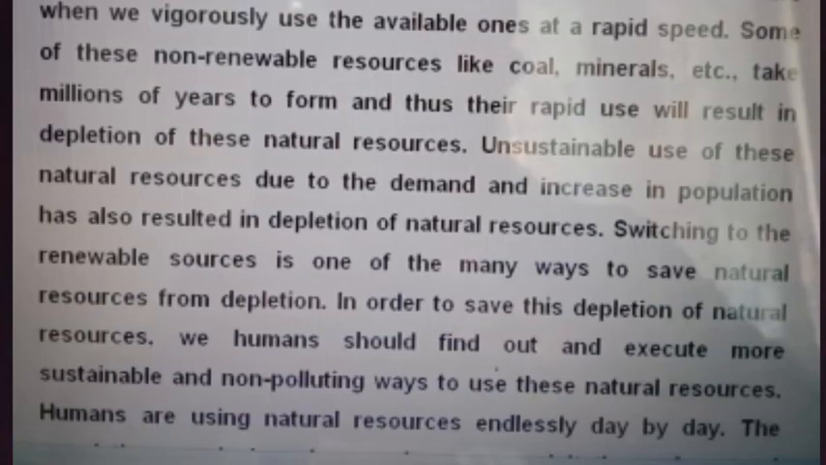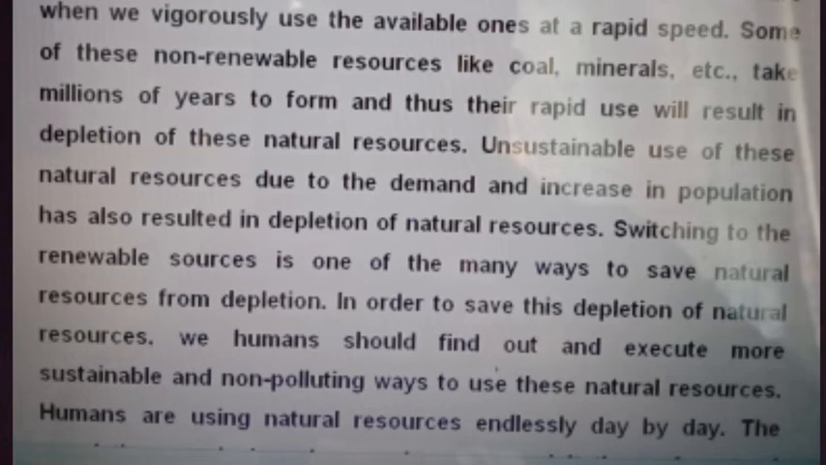Unsustainable use of these natural resources due to the demand and increase in population has also resulted in a depletion of natural resources. Switching to renewable sources is one of the many ways to save natural resources from depletion. In order to save this depletion of natural resources, we humans should find out and execute more sustainable and non-polluting ways to use these natural resources.